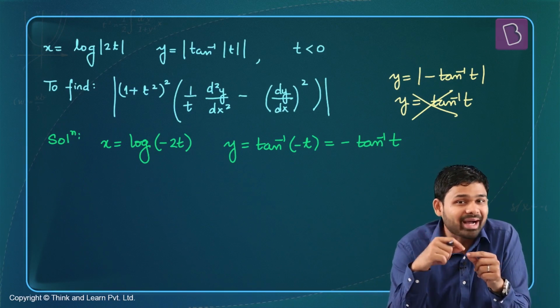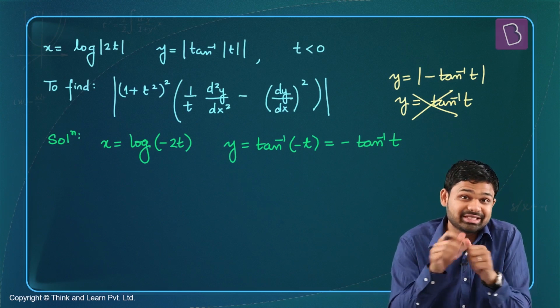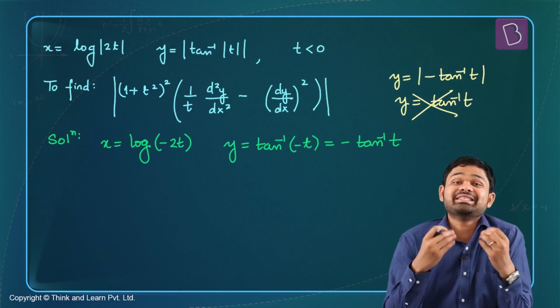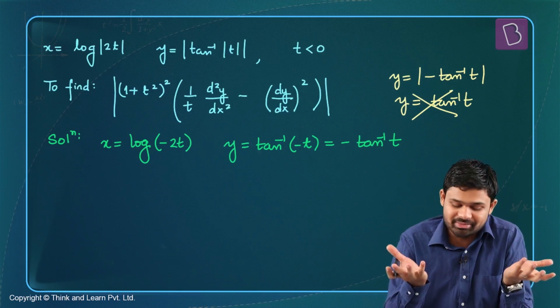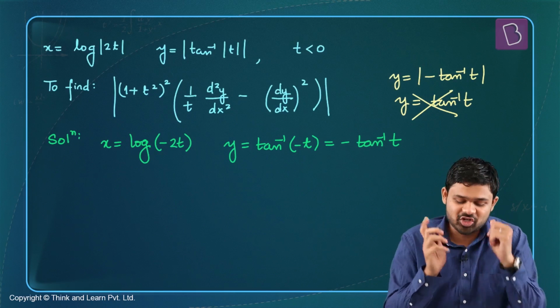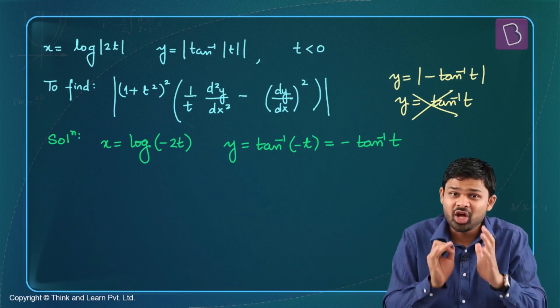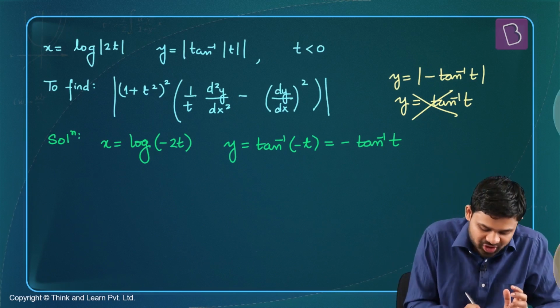If you remove the minus from outside the tan inverse of t in this step, you're actually in trouble, because then you get the modulus of something as a negative number, which is not possible. So y is minus tan inverse of t. Now let's differentiate. From here on, it's a simple differentiation question, a very routine parametric differentiation question.